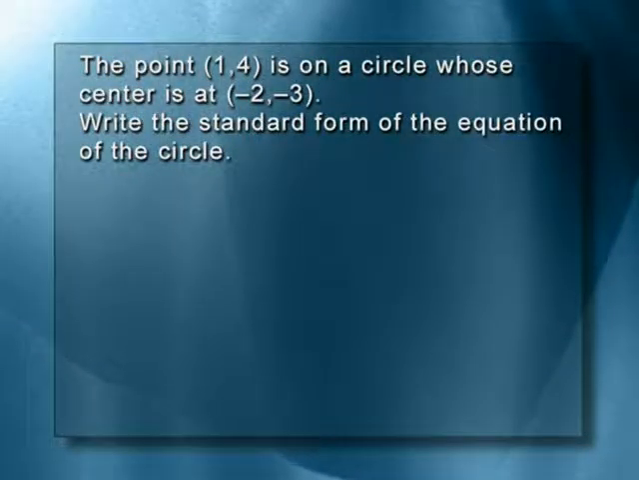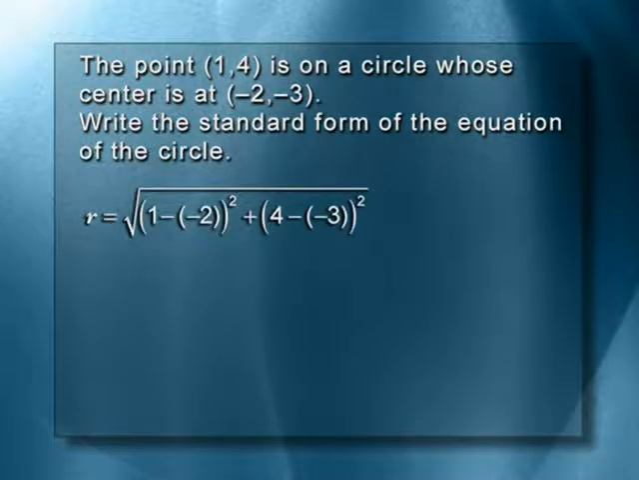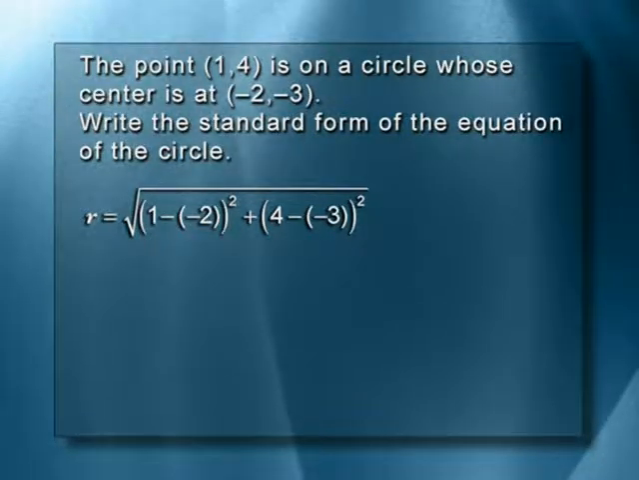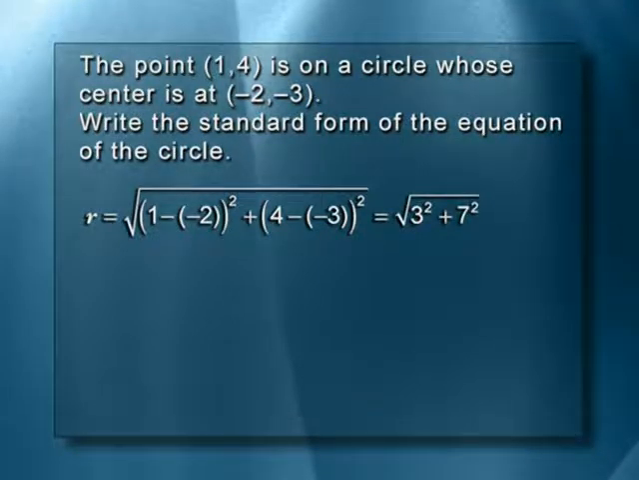Well, one way to do it is first find the radius, which is the distance between that point and the center. And that radius would be the difference in the x values squared, so 1 minus a minus 2 quantity squared, plus 4 minus a minus 3 quantity squared, all square rooted. That'll give the radius, and that simplifies to 3 squared plus 7 squared, or 58. So the radius is the square root of 58. Not a real pleasant number, but there it is.